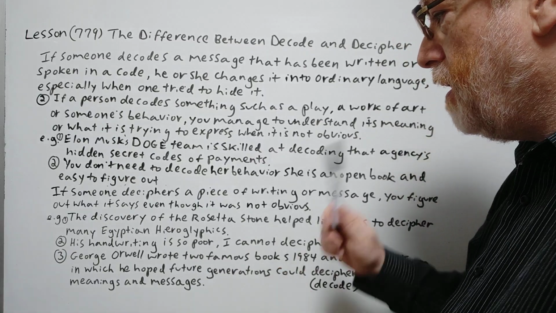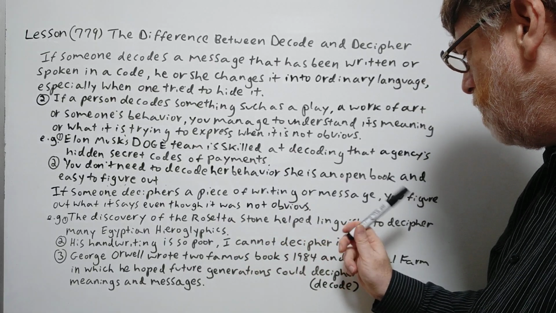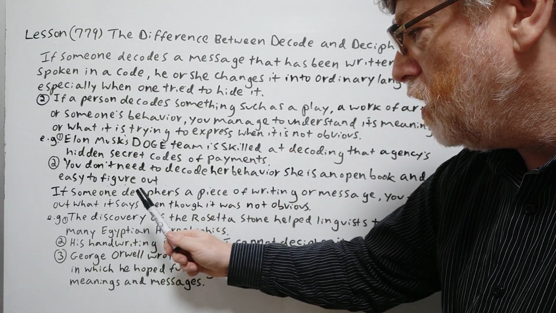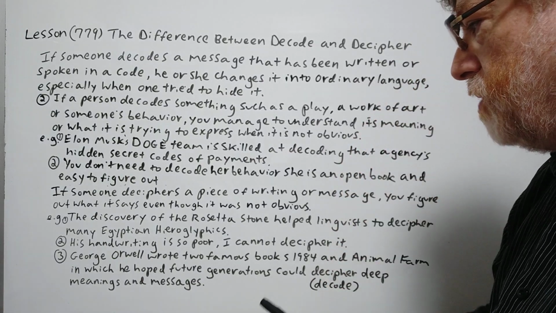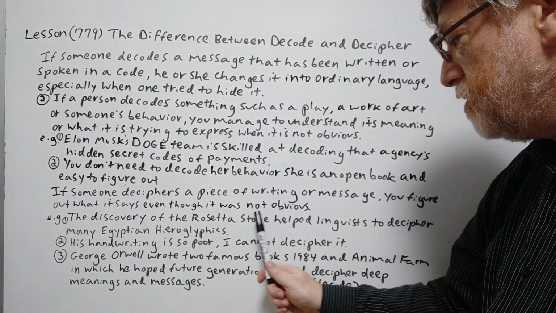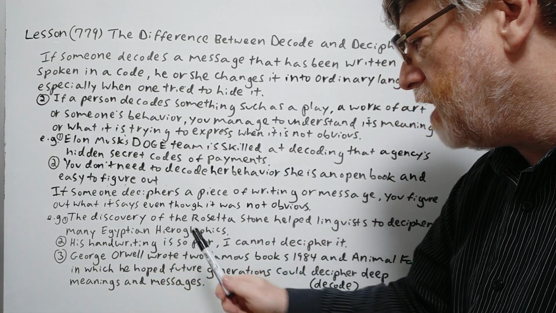Okay. All right, now let's look a little bit more at decipher. If someone deciphers a piece of writing or a message, you figure out what it says, even though it was not obvious. Okay. So here's the first one. The discovery of the Rosetta Stone helped linguists to decipher many Egyptian hieroglyphics.